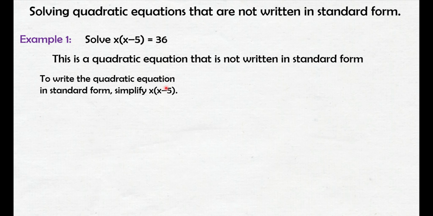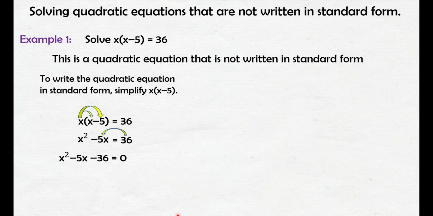So, to write a quadratic equation in standard form, sisimplify lang natin si x times x minus 5. So, para magawa yon, i-distribute natin si x sa x minus 5. So, x times x is x square. And x times negative 5 is negative 5x equals 36. And then, transpose 36 to the left side of the equation. So, makuha natin is x square minus 5x minus 36 equals 0. So, in this case, naka-standard form na siya.